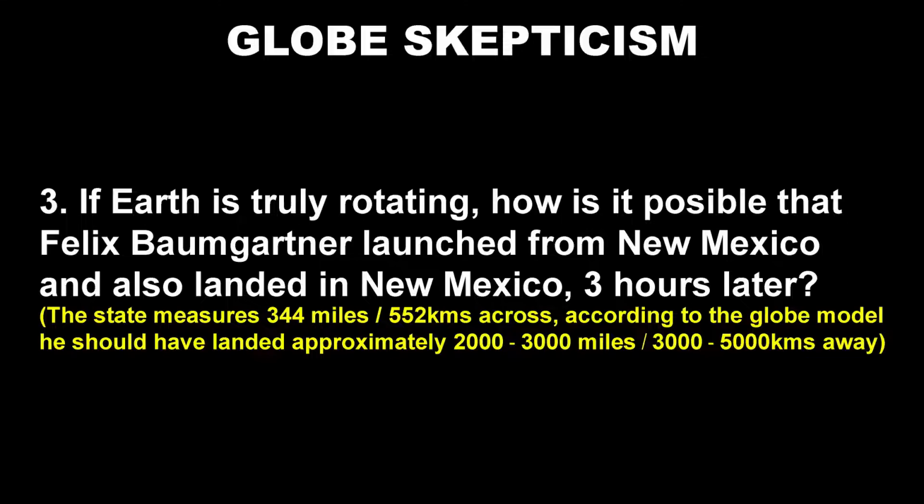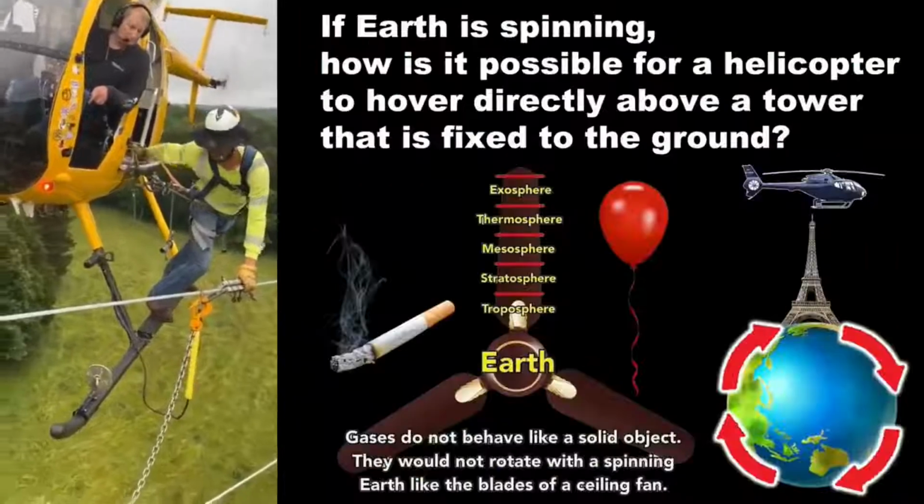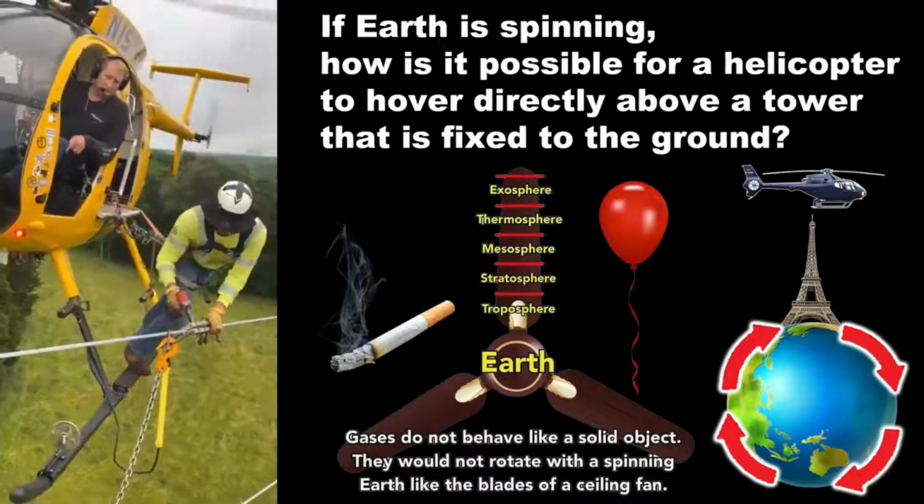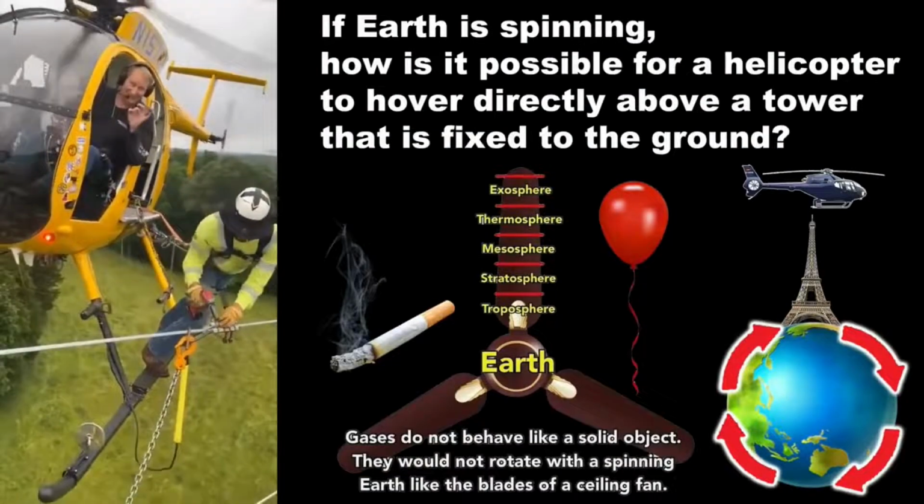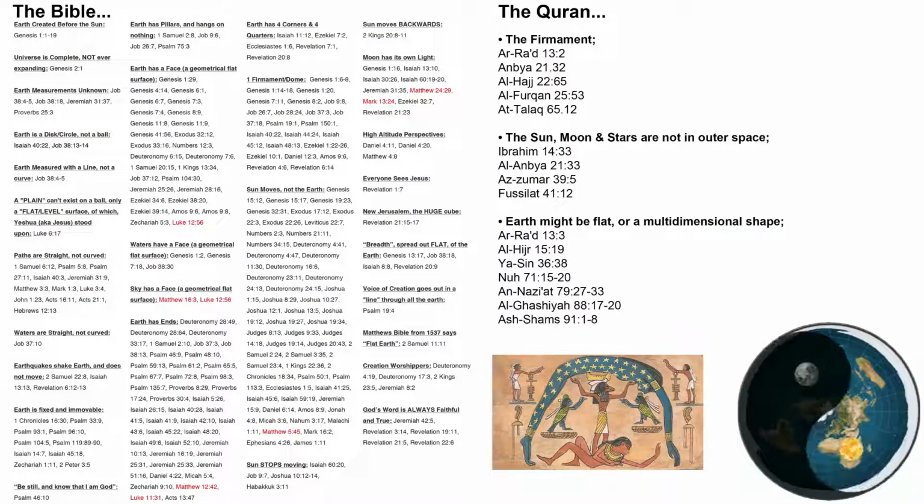And apart from the observer height being the same as the horizon all the time, it also didn't seem to matter that he left from New Mexico and 3 hours later he landed in New Mexico, yet he should have been thousands of kilometers away according to the speeds of the spin. This is why we see drones and airplanes hovering for hours, and this is why aircraft learn that the land below them is stationary.